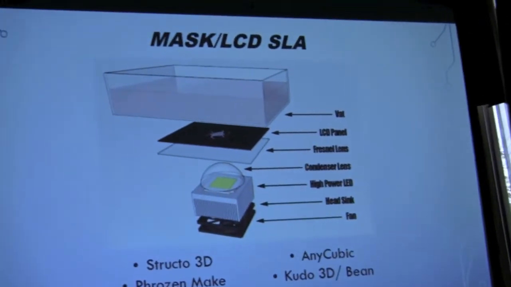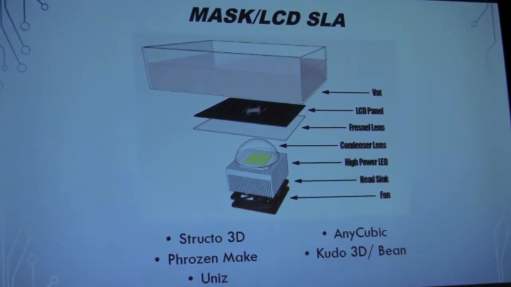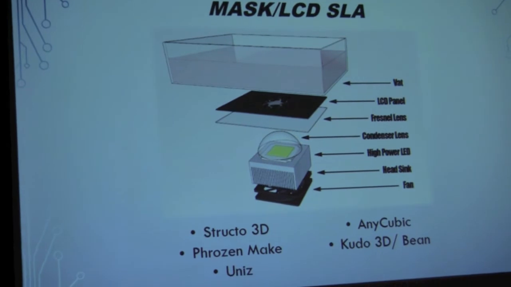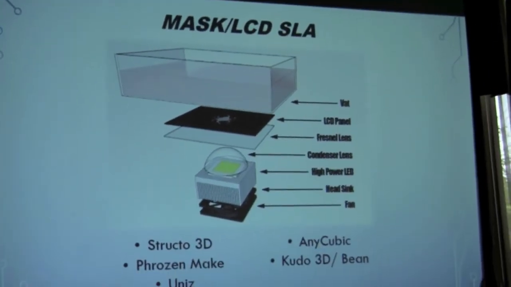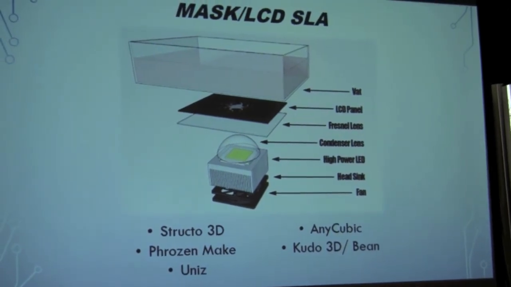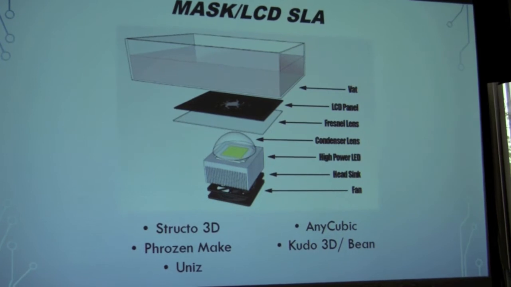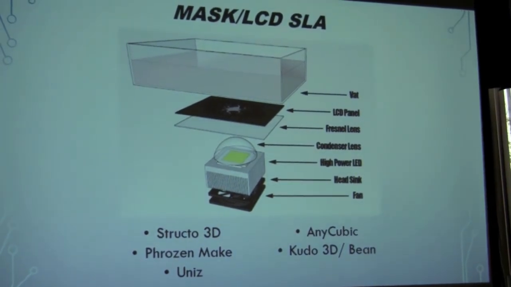Now mask LCD, which is the newer form, is very similar to DLP. It cures the whole layer all at once, every slice, but it uses an LCD mask that is backlit by an LED light. So what happens is that the light shines on the LCD mask, which then blocks out what is not supposed to be exposed, and it will expose the proper image to cure onto the build head.